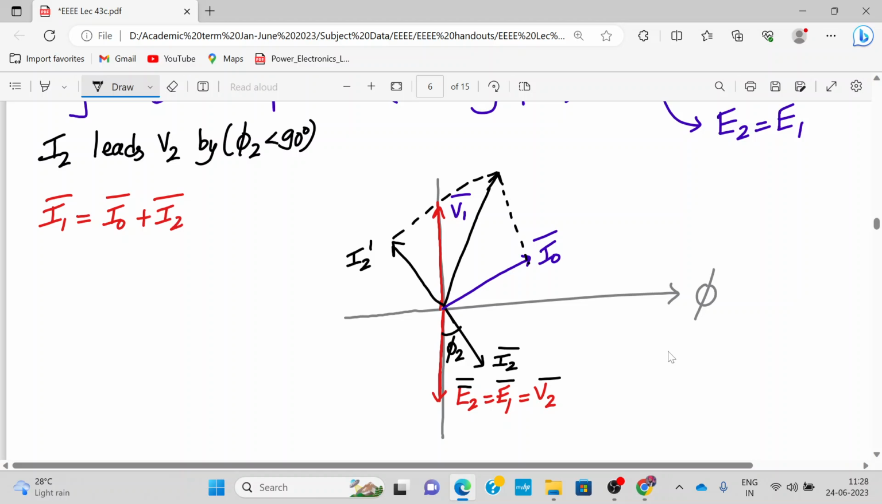Exactly, it will be a parallelogram. Now this is not exactly a parallelogram, let me draw it properly. So this is your I1 bar. I1 bar is my primary current, V1 is my primary voltage, so the phase difference between them is phi 1. That's how you draw the phasor diagram when the load is capacitive, for a leading power factor. All right, clear?